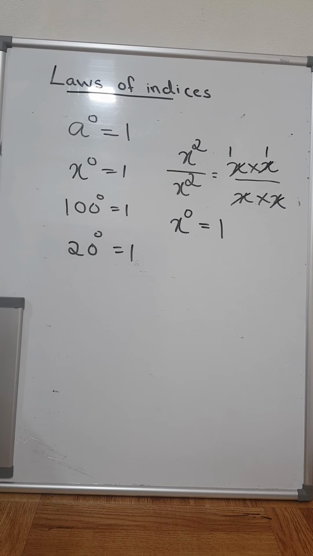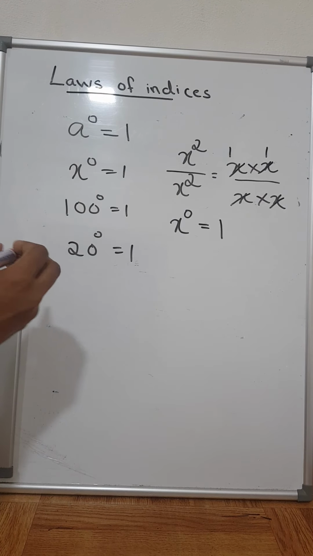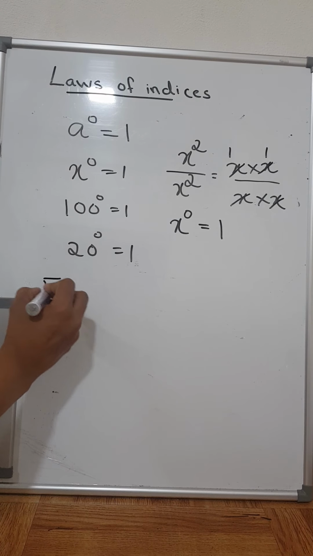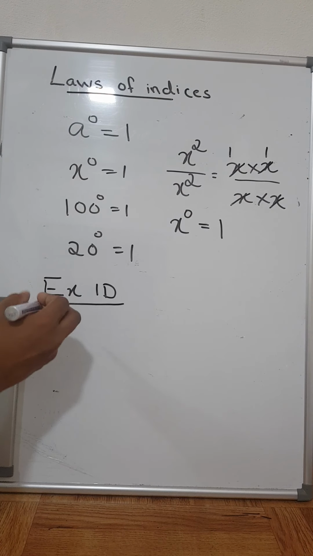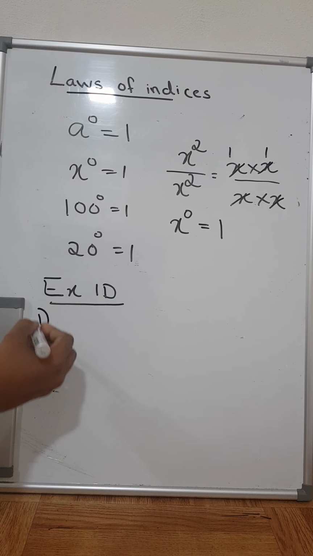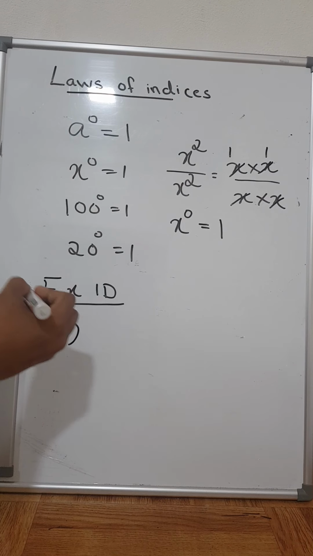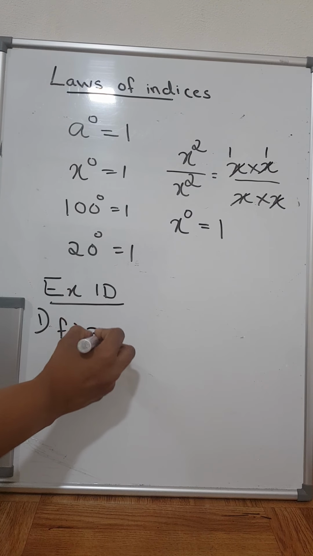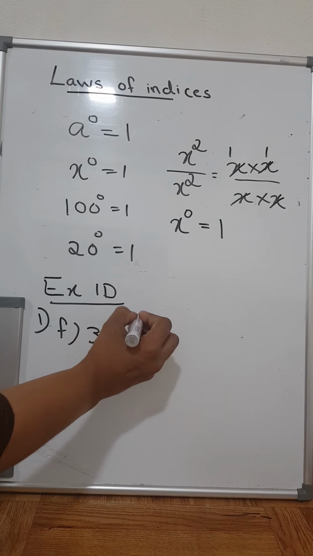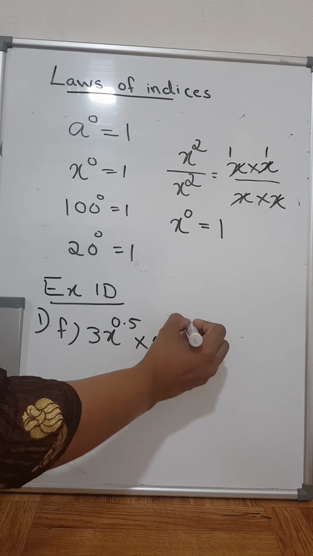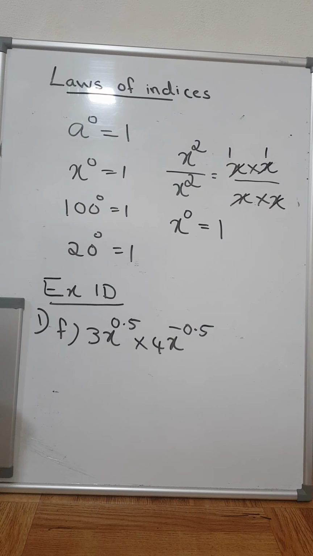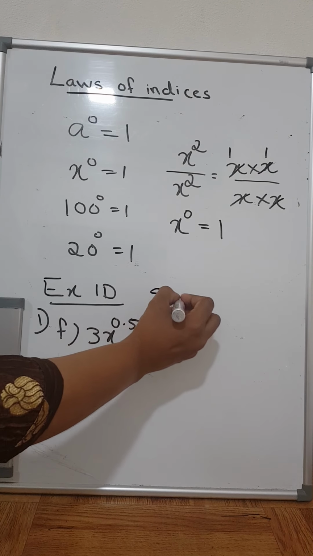Now we will solve some questions from your P1 textbook. We are going to solve questions from exercise 1D. Exercise 1D, question 1F. 3x to the power 0.5 times 4x to the power minus 0.5. We have to simplify.